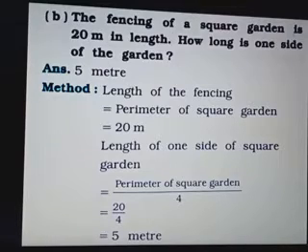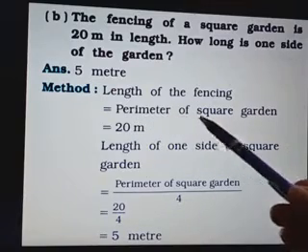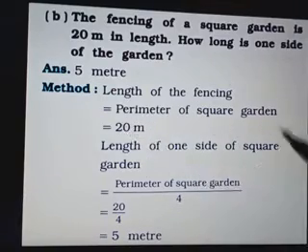Now length of fencing is given, it means what? Perimeter is given, because in perimeter what did we do? We used to total the sides, and here they have given us the total itself. It means what is the answer? The answer of perimeter. So here we will write perimeter of square garden equal to 20 meter, right?